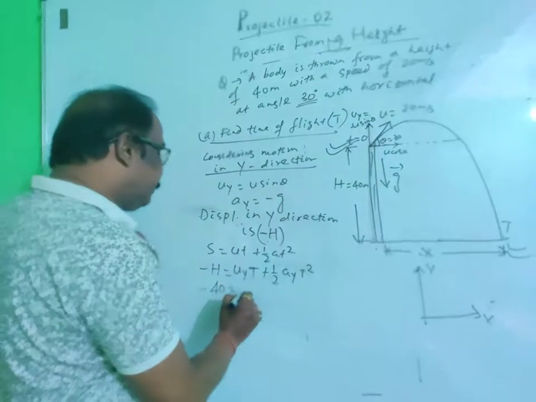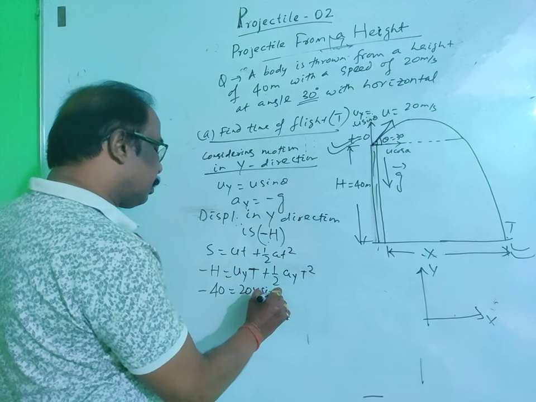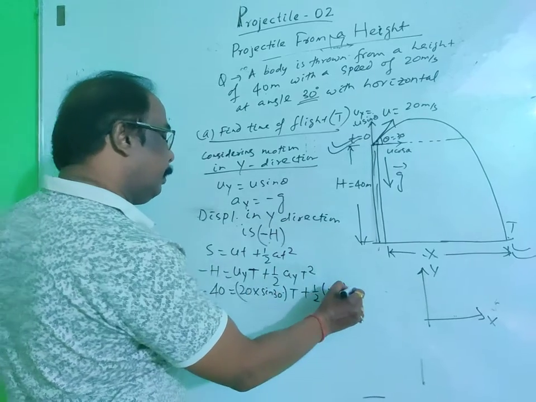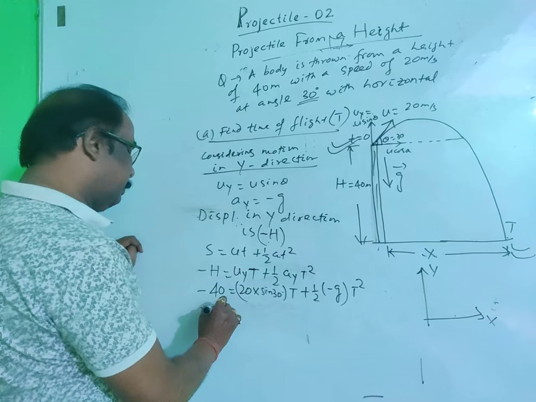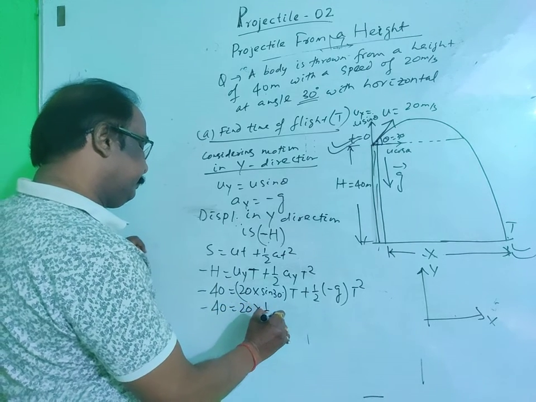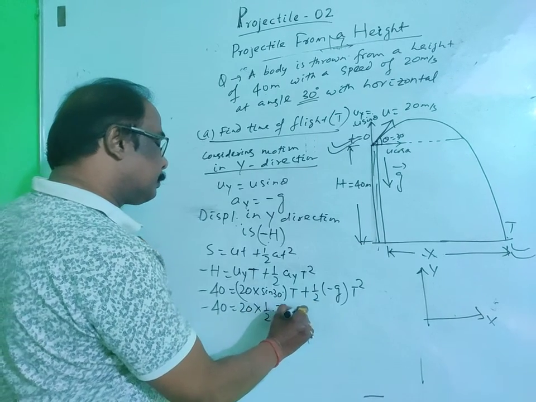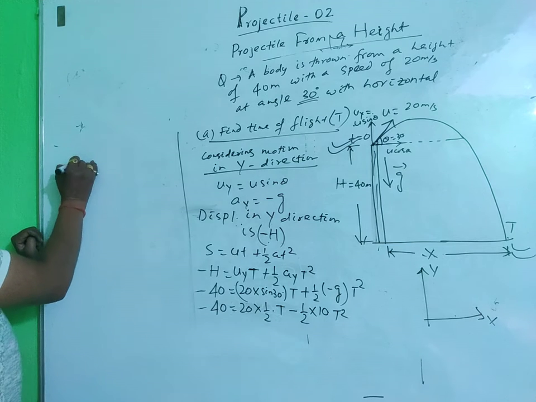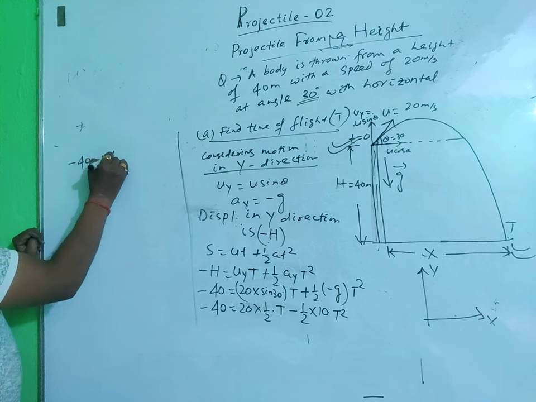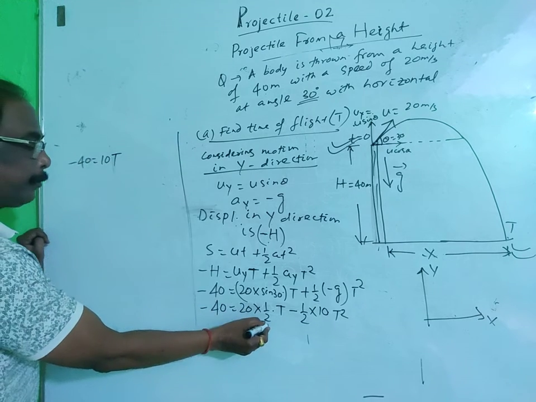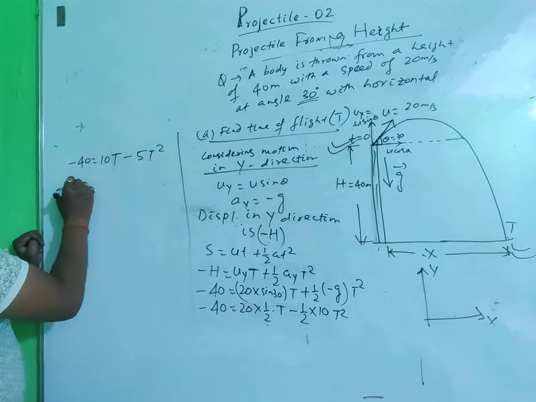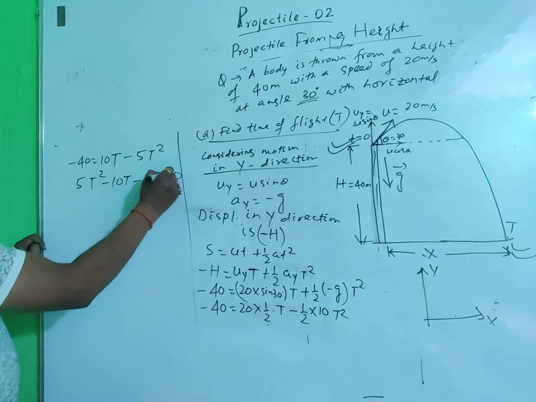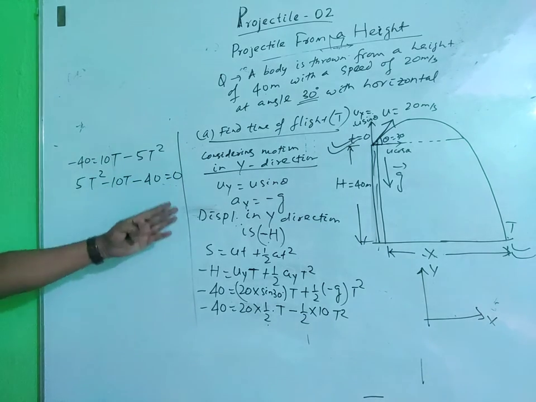Uy is u sin theta, u is 20, theta is 30, so 20 sin 30. So minus 40 is equal to 20 into 1 by 2 into t, since sin 30 is 1 by 2, minus half, taking 10 in place of g, into t square. So we get minus 40 is equal to 10t minus 5t square. Thus 5t square minus 10t minus 40 is equal to 0. Now this equation is in quadratic form. Solve for t.